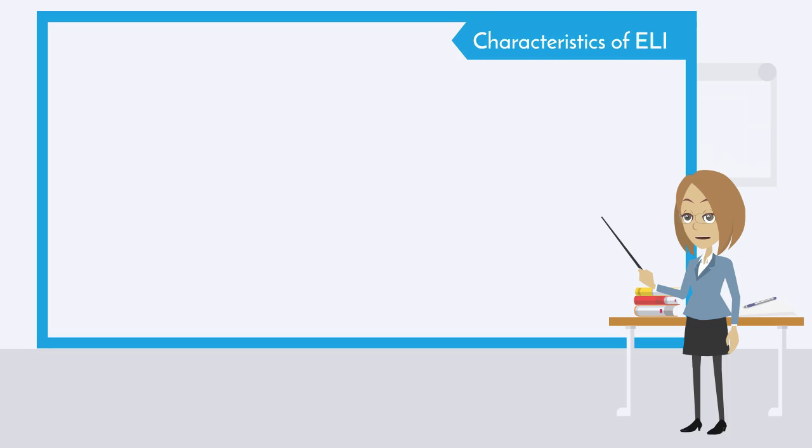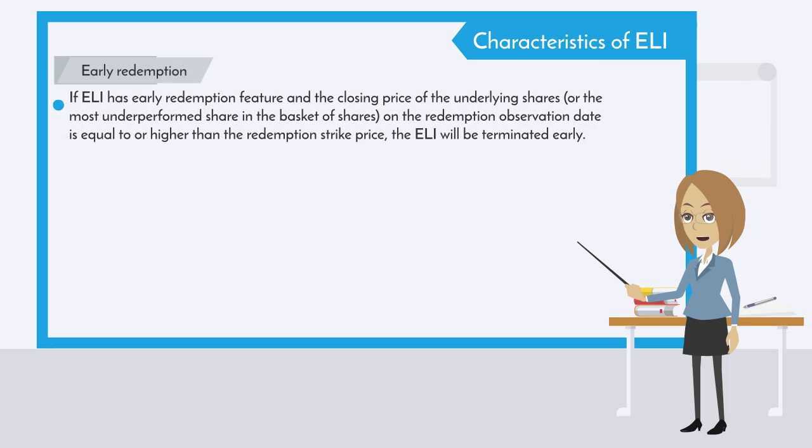To provide better overall returns than common ELI, some issuers may introduce other features which may impose different impacts on the returns of ELI. Firstly, if ELI has early redemption feature and the closing price of the underlying shares, or the most underperformed share in the basket of shares on the redemption observation date, is equal to or higher than the redemption strike price, the ELI will be terminated early.